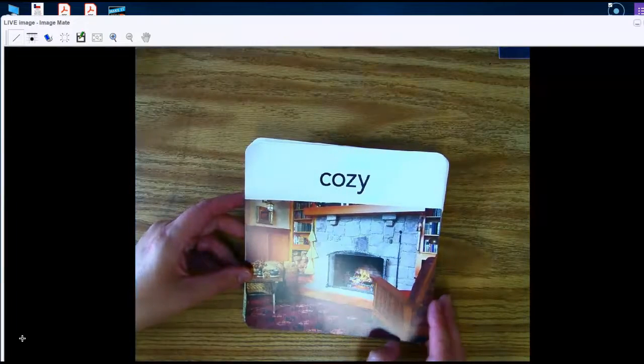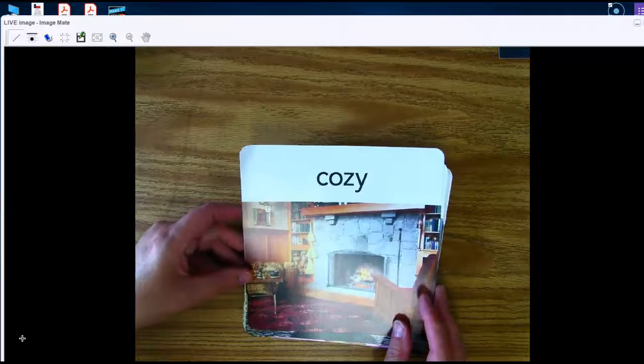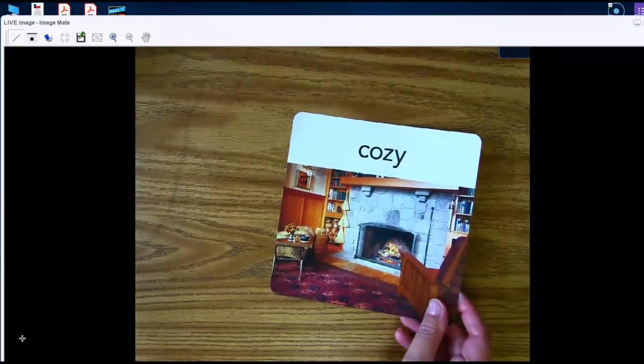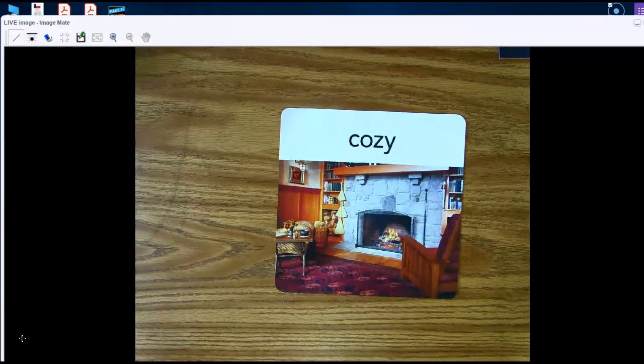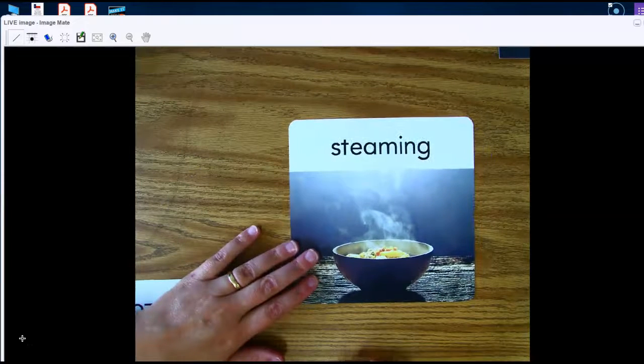Cozy. We're not playing in our books. We're listening. Cozy. Say the word. Cozy. A fire in a fireplace makes the room cozy. That means it makes it comfortable. Okay, steaming. Say steaming. Steaming.